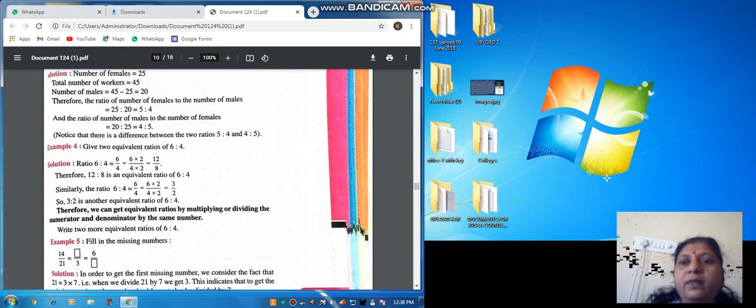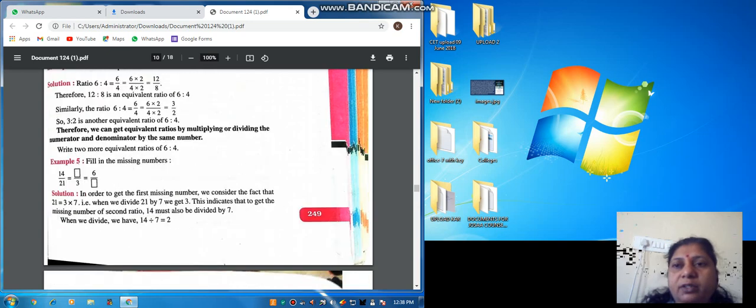Therefore we can get equivalent ratio by multiplying or dividing the numerator and denominator by the same number. Clear? Fine. So let's see this missing number. This is an example based on the equivalent ratio. So see here, 14 upon 21.